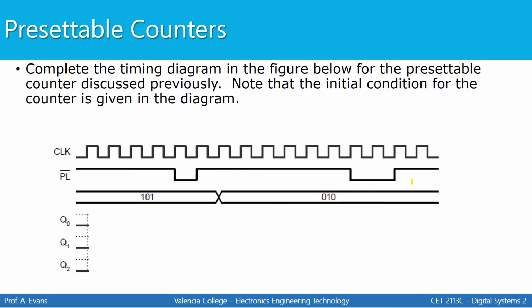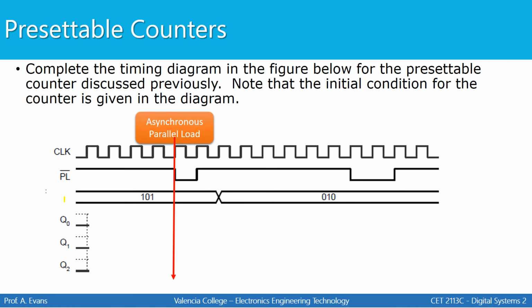So now let's do a timing diagram for a presettable counter. We're going to use the same circuit that was just discussed on the previous slide. And the initial condition for the counter is given in the diagram below. So I have 3 outputs, Q2, Q1, Q0. And right now the initial count for the counter is 0, 0, 0. So before we begin the waveform, it's more important to identify critical points than it is to just start filling this in. So let's identify some critical points.